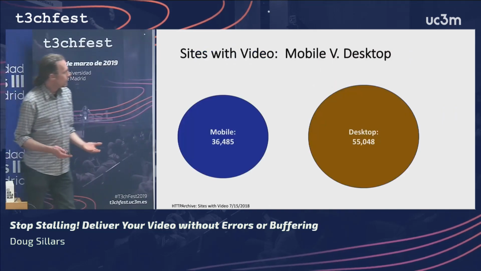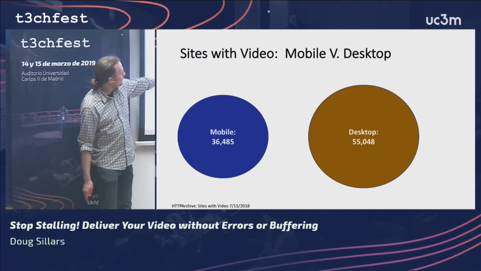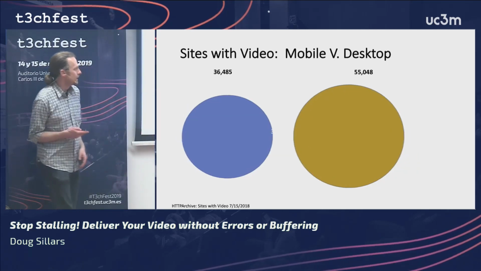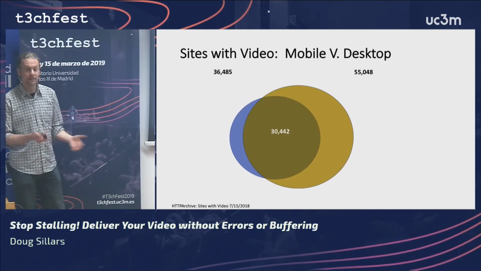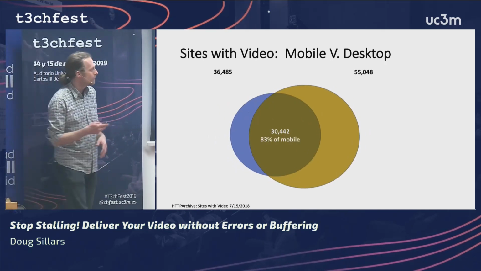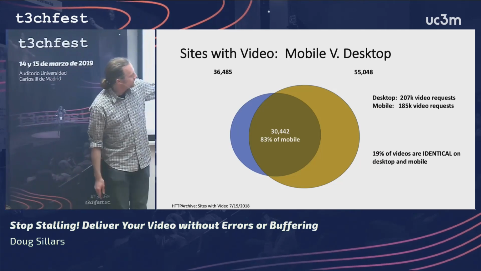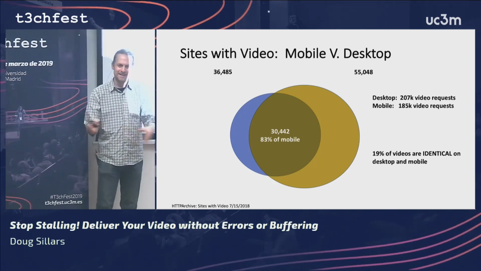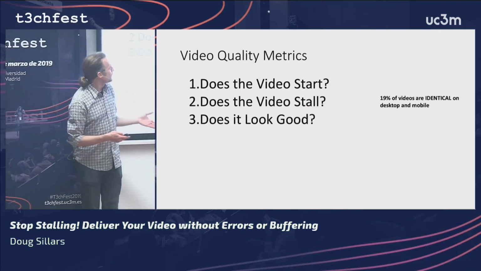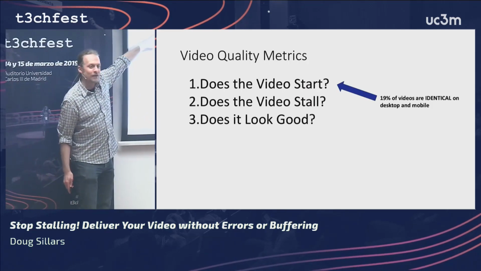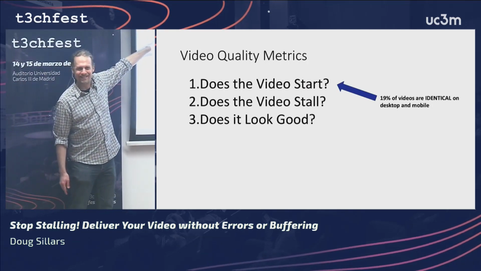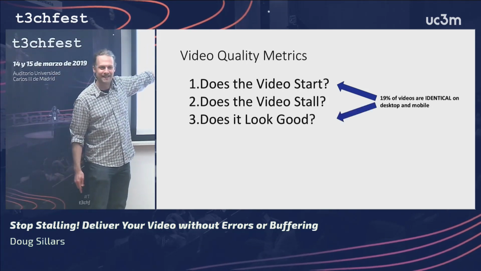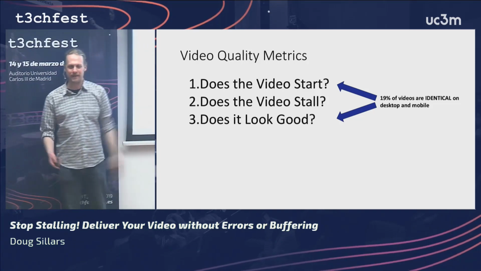But if we look on the web, we see of these 500,000 websites, 36,000 on mobile had video, 55,000 on desktop had video. And as you might imagine, the overlap is really, really good, right? Most of the sites that have video on desktop also have it on mobile. But what was really interesting is that 19% of the videos are the exact same file for desktop and for mobile. And so, of course, what that means is either the video is optimized for mobile and it starts up really, really fast on the desktop. How many people think that's what's going on? No, you're serving the desktop stuff. It looks really good on the desktop and takes forever to start up on a mobile device.